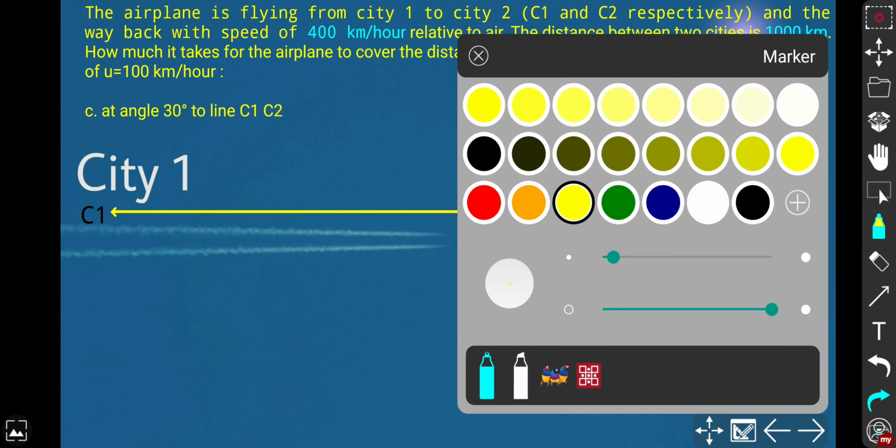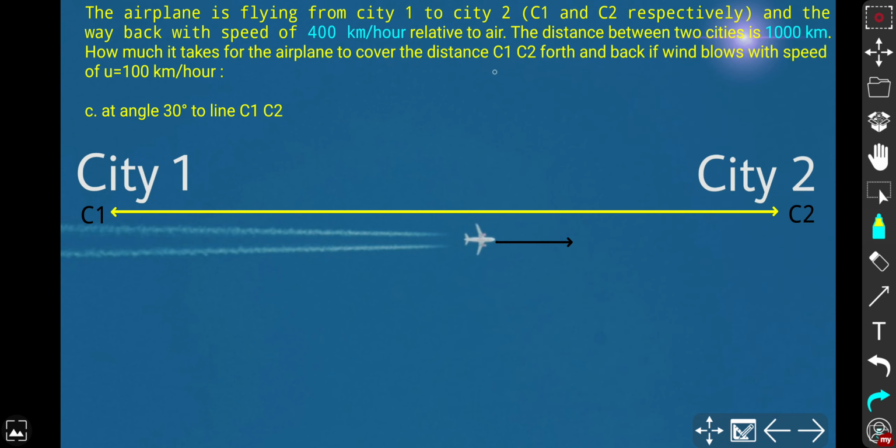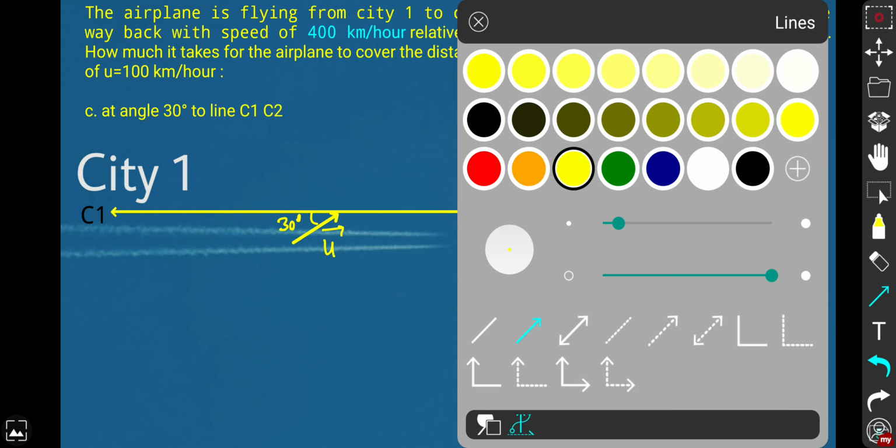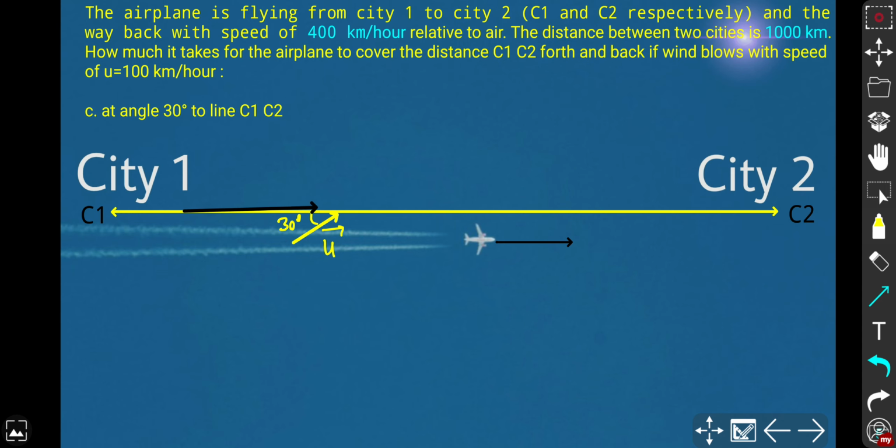So in the last case, when the wind is blowing at an angle of 30 degrees to C1, C2. So let's put this vector, let it be vector U. Let's mark it as the yellow one. So that's the vector for the wind blowing at an angle of 30 degrees. So here is the angle 30 degrees. Let's mark it like that. So the airplane, in order to stick to the route, stick to the direction parallel to the segment C1, C2, and we marked it as the black one.